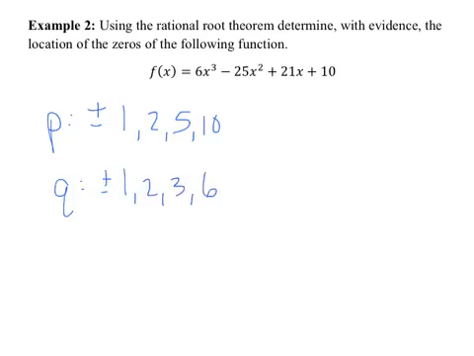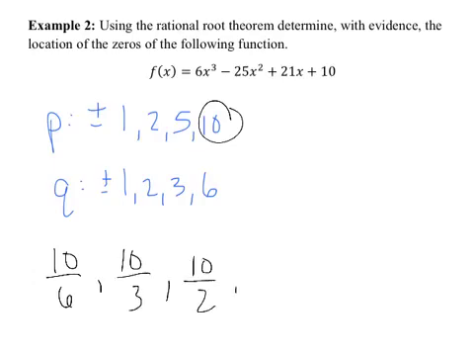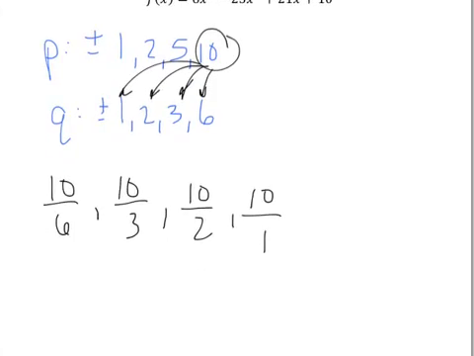Again, now we'll take a look at the ratio of p to q and list all our possibilities. Start with 10. It could be 10 over 6, 10 over 3, 10 over 2, and 10 over 1. Again, take 10 and put it over all 4 of these to see what you get. Reduce them all in the next line. 10 over 6 is really 5/3. 10/3 is still 10/3. 10 over 2 is just 5. And 10 over 1 is just 10.